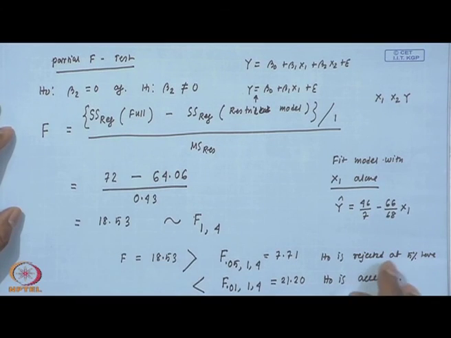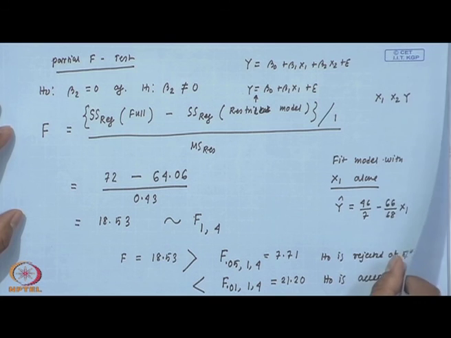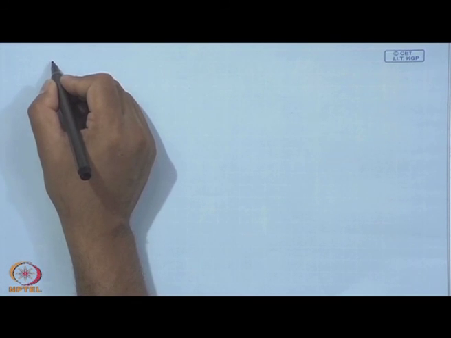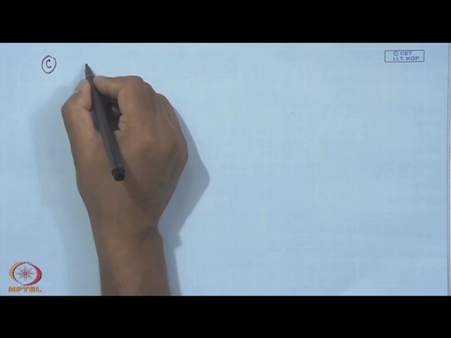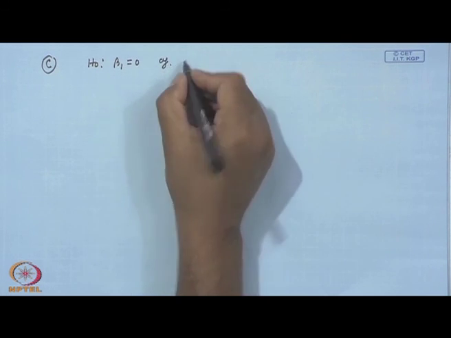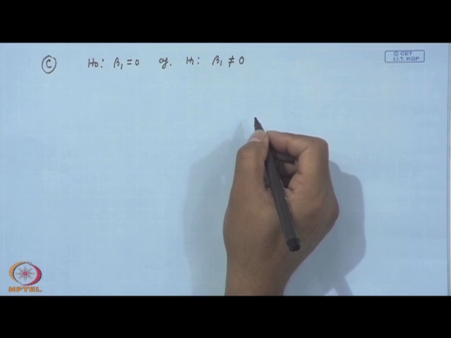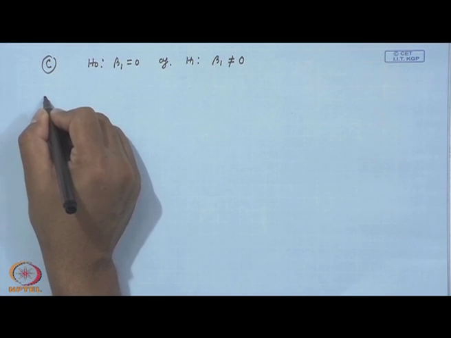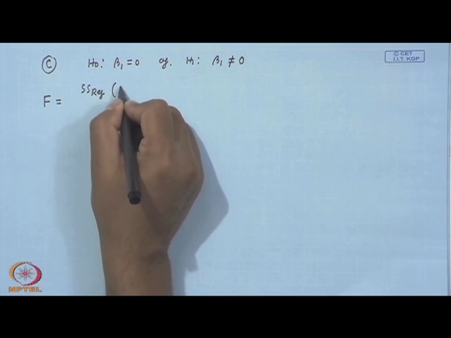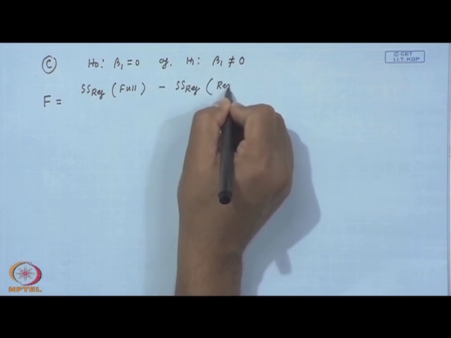So, at least at 5% level of significance, we observe that beta 2 is significant, or x 2 is significant in the presence of x 1. Now, what we will do is check the significance of x 1 in the presence of x 2. So, we will go for the partial test, say H naught, that beta 1 equal to 0 against the alternative hypothesis H 1, that beta 1 is not equal to 0. Okay. So, here same thing, the statistic for testing this hypothesis is F, which is SS regression for the full model minus SS regression for the restricted model.